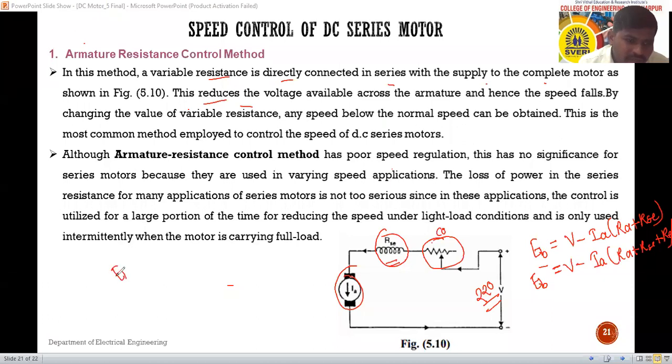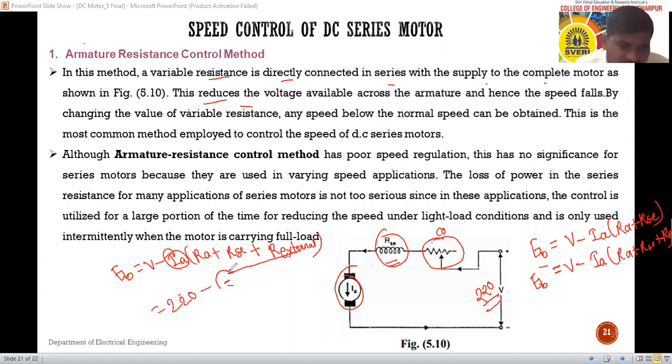Okay, so this equation becomes EB equals V minus IA in bracket RA plus RAC plus R external. External resistance is inserted. So if this resistance increases, the armature drop increases. Suppose voltage is 220 and this drop increases. Then the supply voltage is constant, and this constant minus this drop, which is nothing but the back EMF of the motor, will be reduced.